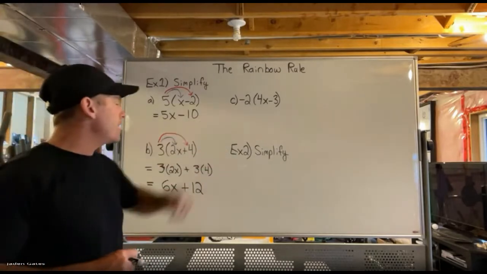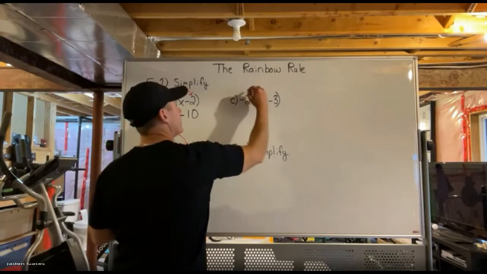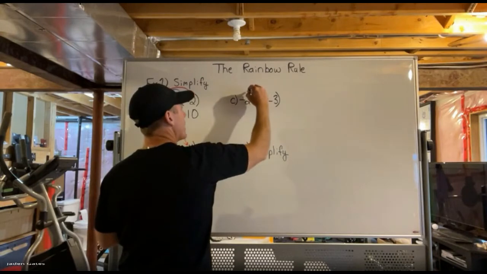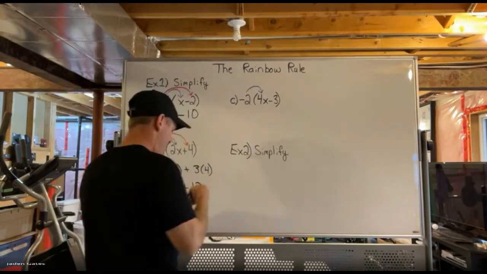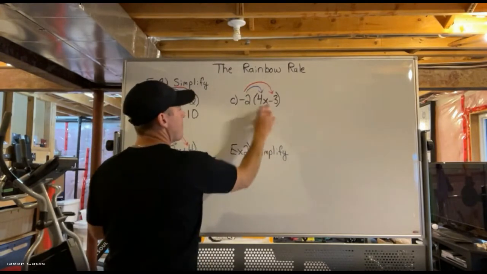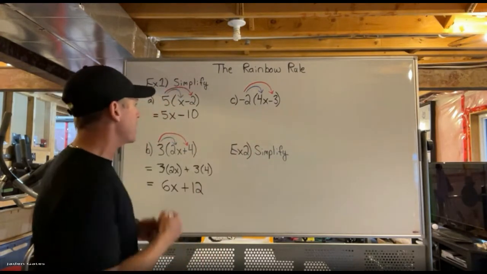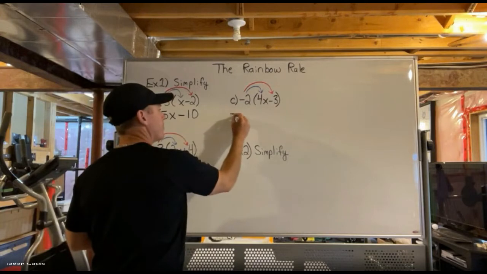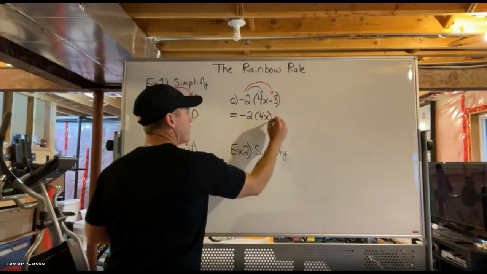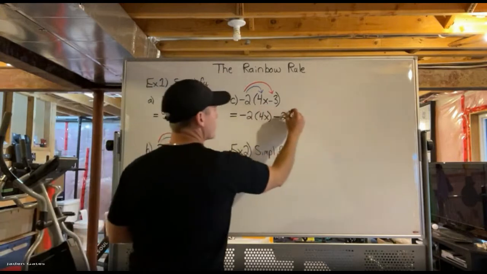All right, C. This time we're going to take -2 times 4x. And then I'm going to take a -2 times n minus 3. All right, so again, that -2 is going to multiply everything inside our brackets. All right, so -2 times 4x. And then I got this -2 times the -3. Always got to watch your signs.